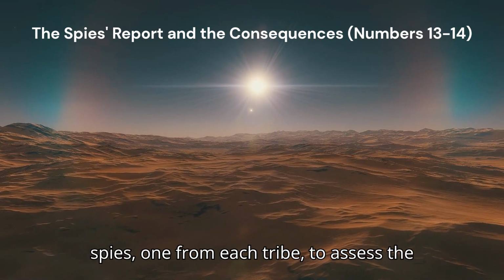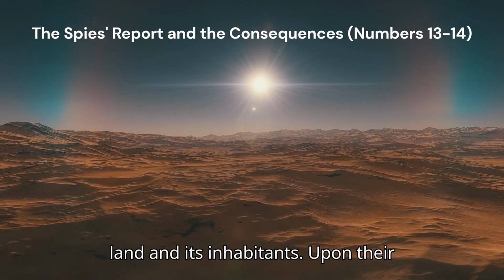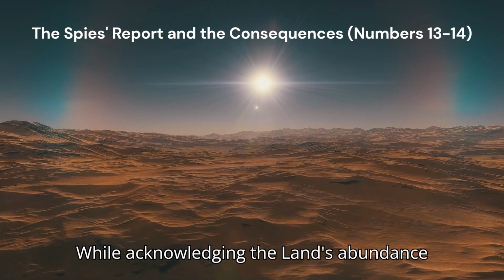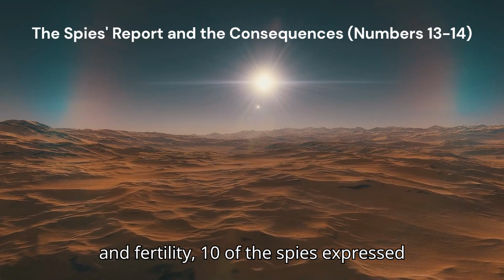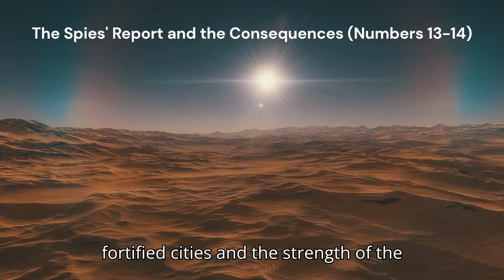Moses sends 12 spies, one from each tribe, to assess the land and its inhabitants. Upon their return, they bring back a mixed report. While acknowledging the land's abundance and fertility, 10 of the spies express fear and doubt about conquering the fortified cities and the strength of the inhabitants.